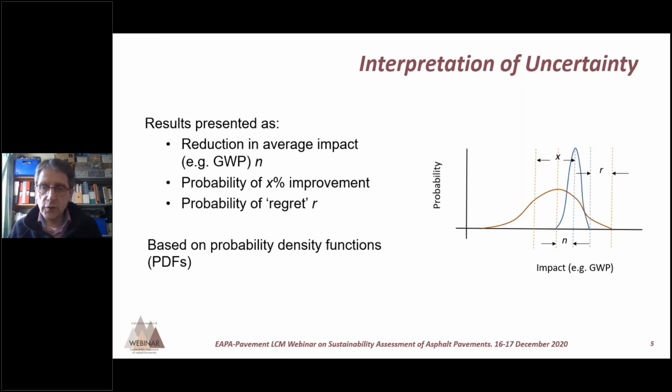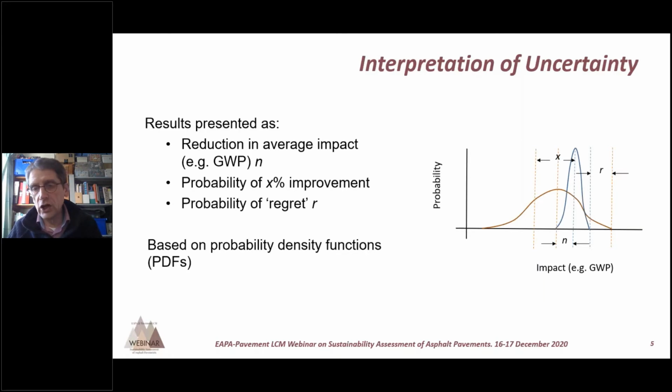And the graph on the right here shows on the x-axis one environmental LCA indicator, for instance, global warming potential. And on the y-axis, the probability that a mixture might have a particular value for global warming potential.